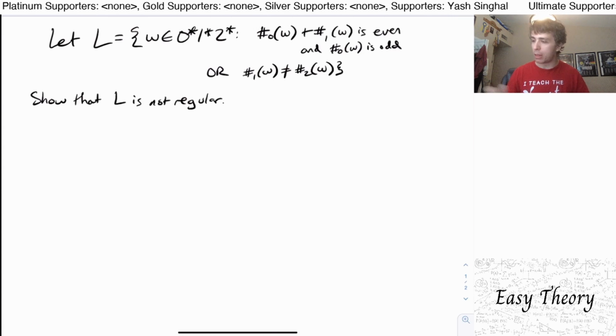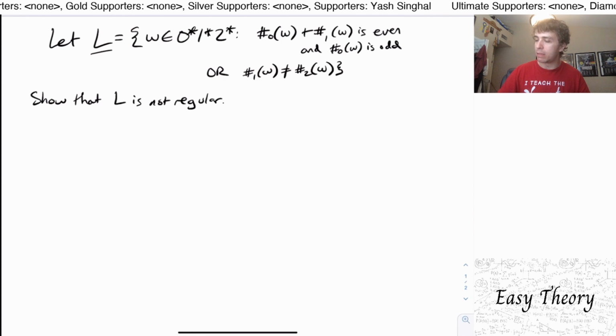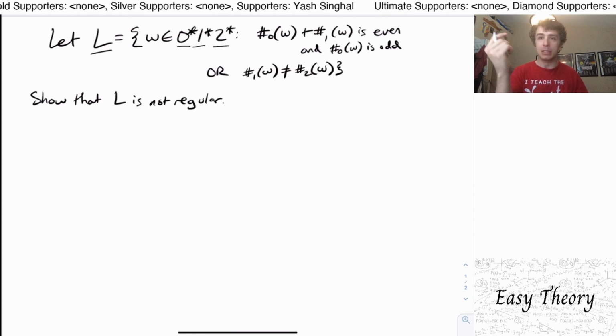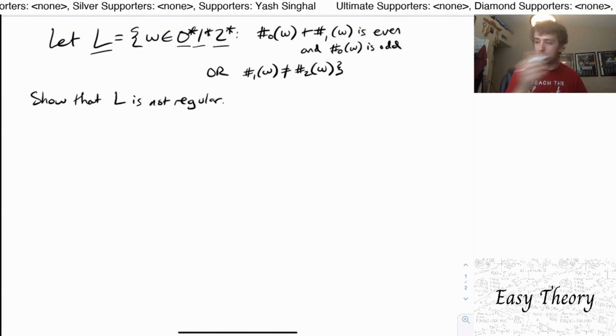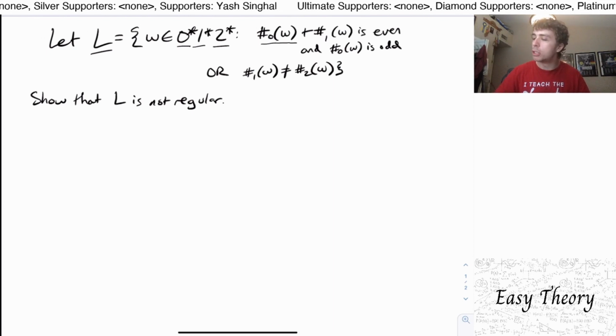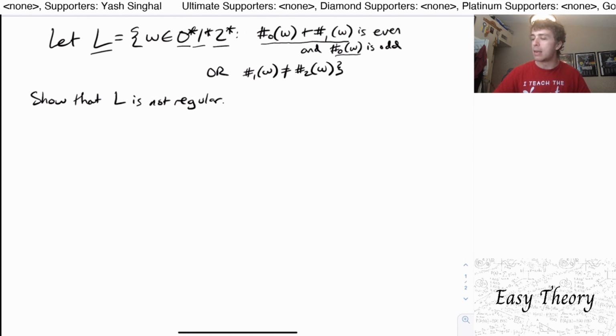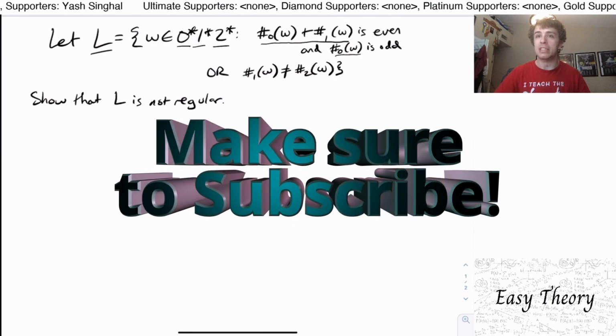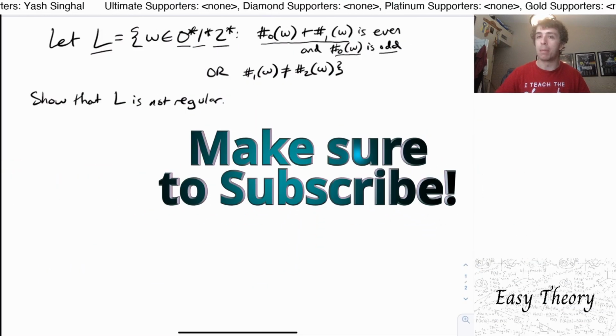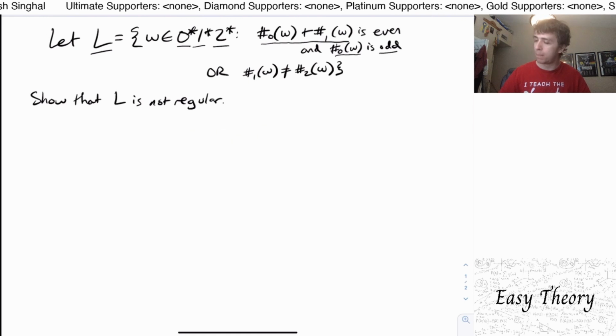So today we're going to be looking at this language we're going to call L, to be all the strings W of the form zeros in the set 0 star, 1 star, 2 star. So that means zeros followed by ones followed by twos, such that the number of zeros plus the number of ones in W is even and the number of zeros in W is odd. And another way to say this is that the number of ones is also odd, because an odd number plus an odd number is an even number.